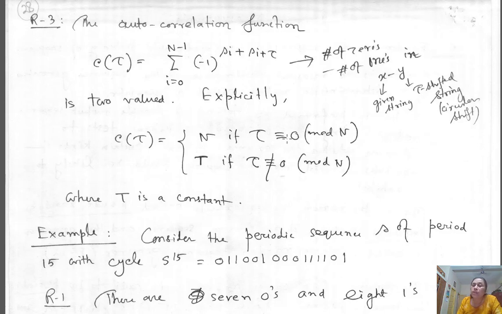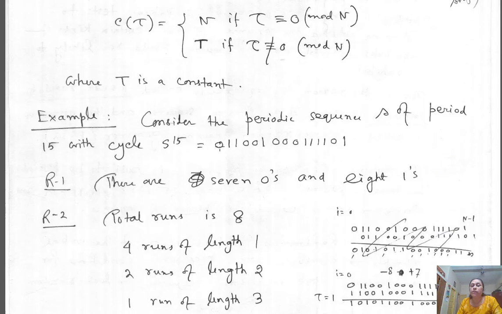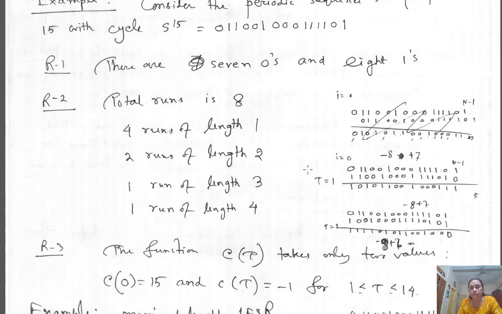So when tau is equal to the period, or tau is a multiple of the period n, you get the value n. But if the shift is not a multiple of n, then it is always a fixed value. So this is the most important thing in the autocorrelation function. If you define it in this way, then a truly random sequence must satisfy this property, this Golomb's postulate, third rule. Okay.